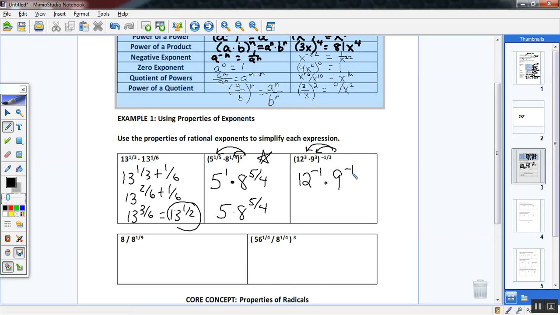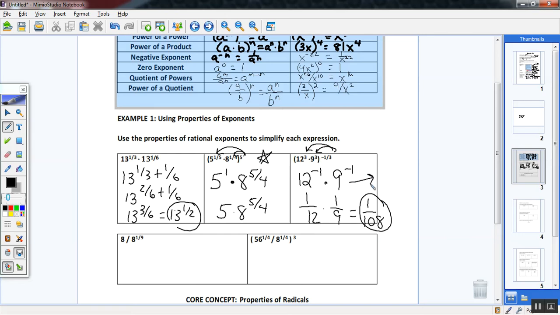1 over 12. Okay, I agree. All agree that this is the same as 1 over 12? And so could I take 1/12 times 1/9 to get 1 over? Woo, that'll work, right? Let me show you another way about this. This is going to work.